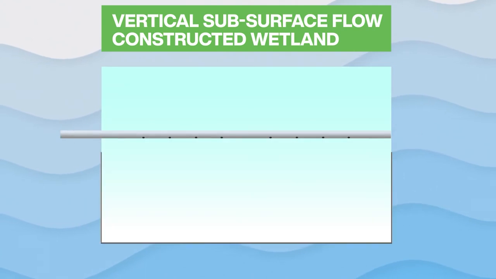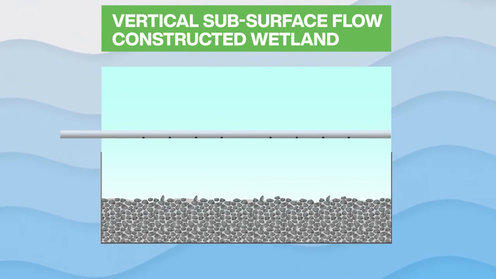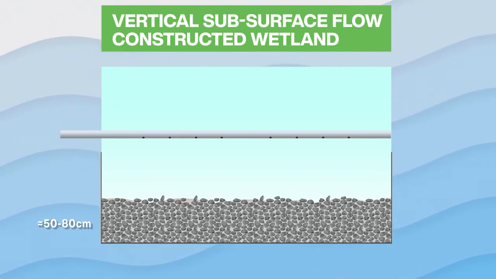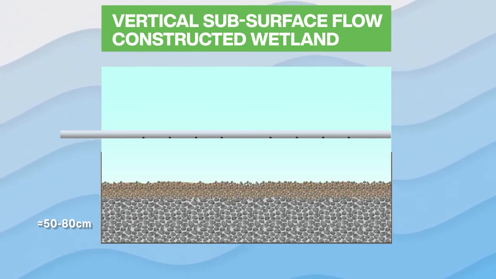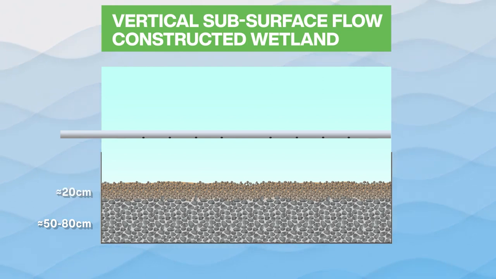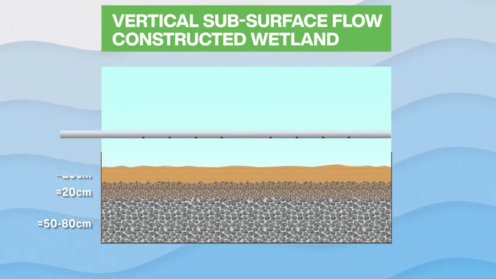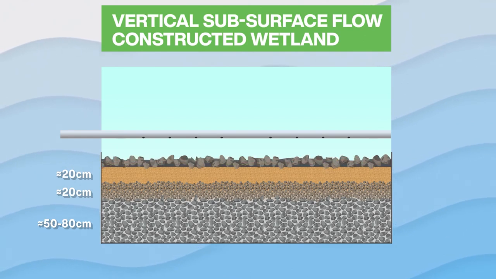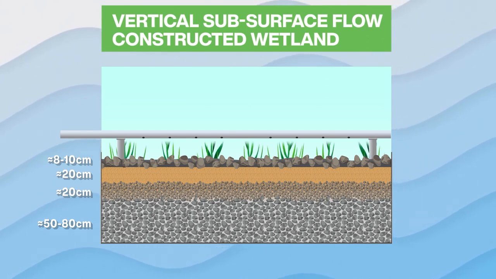Second, this type of constructed wetland usually has a 4-layered structure. The first layer, from the very bottom, consists of gravel from 3 to 8 centimeters in diameter. The depth of the layer is about 50 to 80 centimeters. The second layer consists of gravel from 1 to 3 centimeters in diameter, and its depth is about 20 centimeters. The third layer is a coarse-grained sand, also about 20 centimeters deep. And finally, the fourth, or top layer, is composed of coarse gravel, 8 to 10 centimeters in diameter, which lies on the wetland surface.